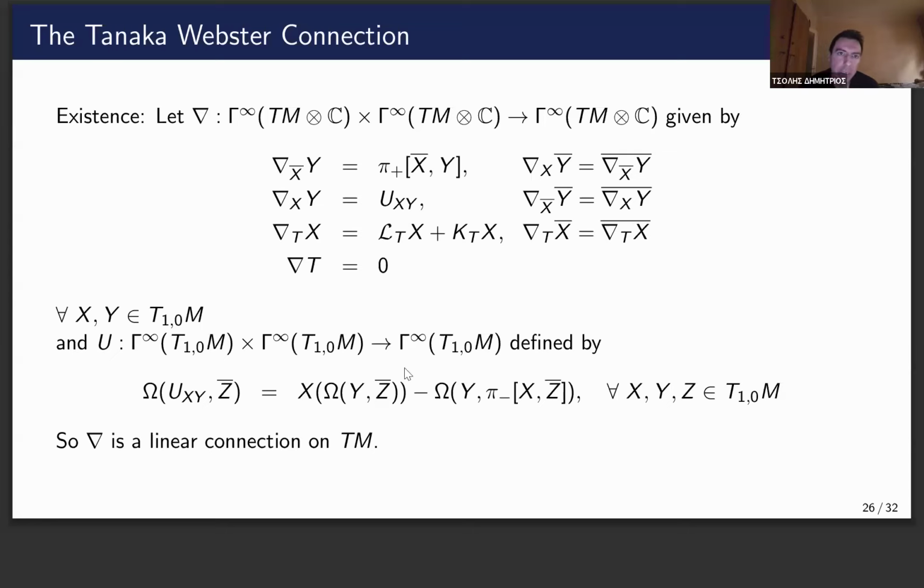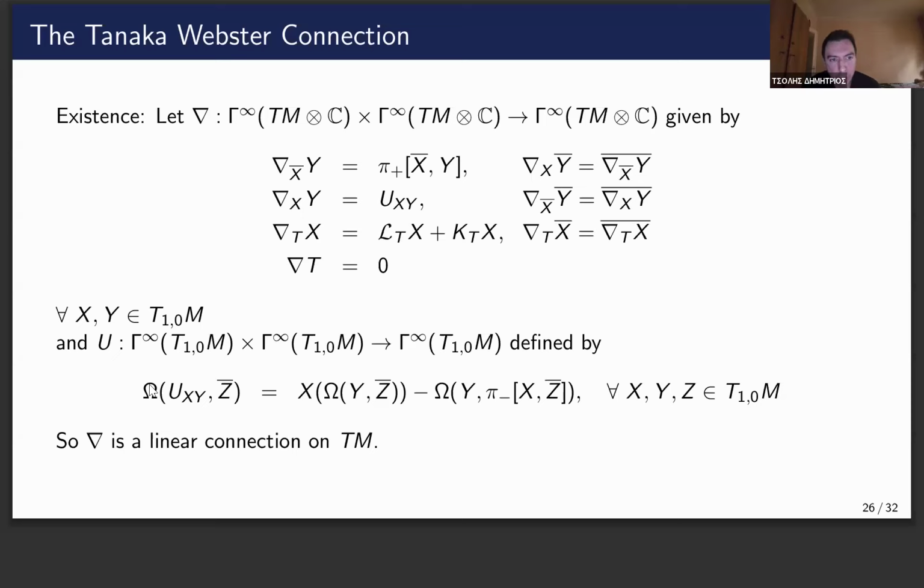So we define this kind of map here. We don't know it's a connection yet. So we define it as this map between the sections, this product of sections of the complexified tangent bundle to these sections of the complexified tangent bundle. And we define it as follows. So we want all of this to be satisfied, with this X and Y belonging to the holomorphic tangent bundle.